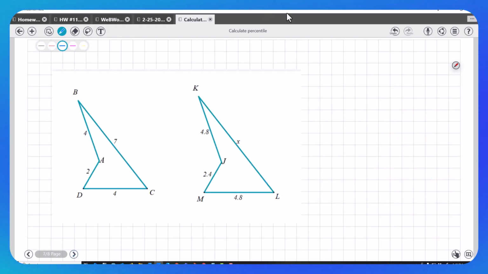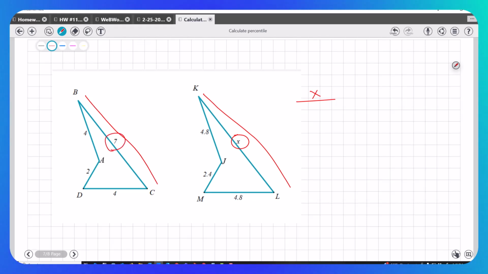So we got this funky looking shape and it wants me to find this value. So remember, x is proportional. This big old long line is proportional to this big old long line. So what number are you going to use? 7. All right, now what value are we going to pick here? It doesn't matter as long as you pick the same side for each one. So let's say I pick this side right here, 2.4. So that's on my big one here.